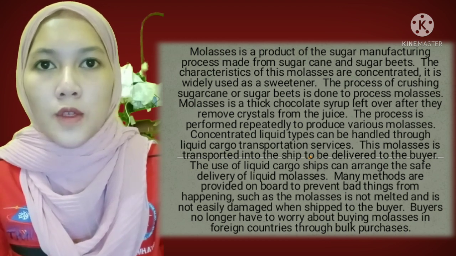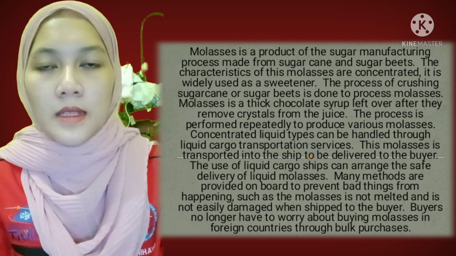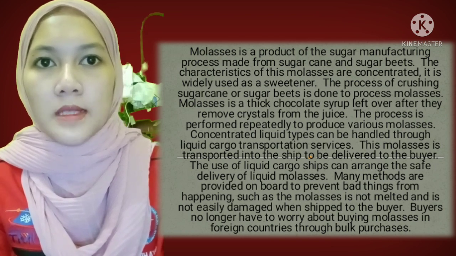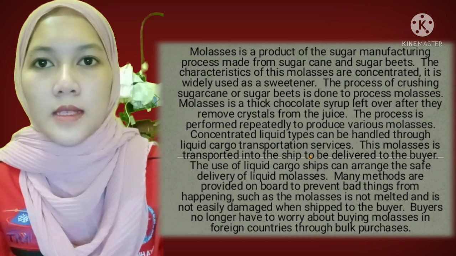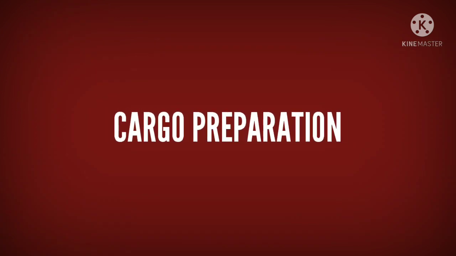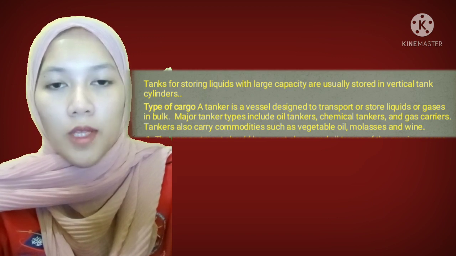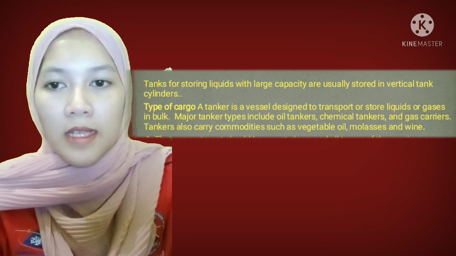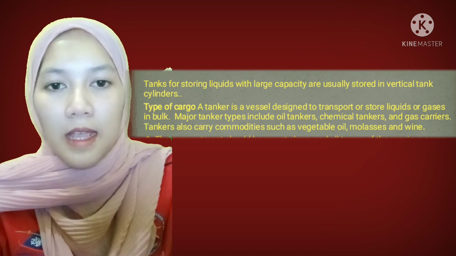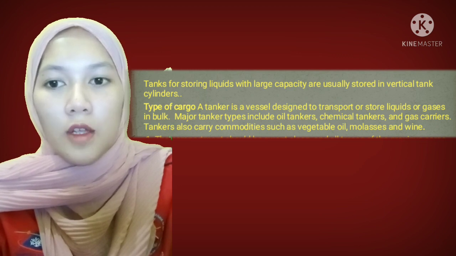The use of a liquid cargo ship can arrange the safe delivery of liquid molasses. Many methods are provided on board to prevent bad steam from happening, so that molasses does not melt and is not easily damaged when shipped to the buyer. Tanks for storing liquid with large capacity are usually vertical cylinder tanks, with high vapor pressure regulators or a pressure tank steam recovery system. A tank heater may be required to maintain the molasses in a flowing state for unloading.